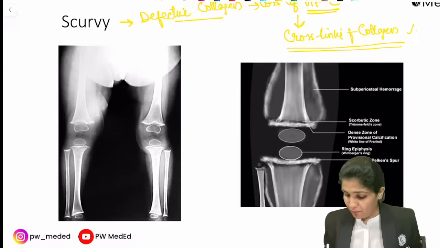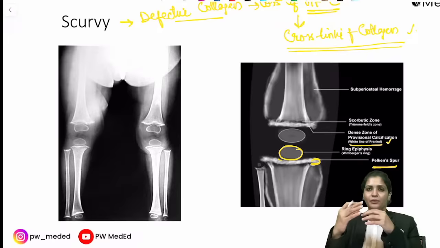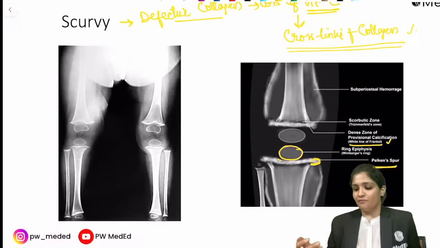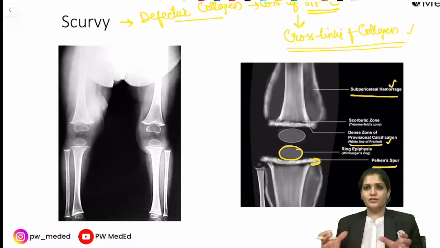So there will be the ring, Wimberger sign, or Pelkan spur. This is the Pelkan spur, which is just an extension on the metaphysis region, and the epiphysis is surrounded by a single ring-like structure called the Wimberger sign, and there will be a white line of Frankel. So there will be dissociation, a differentiation between metaphysis and epiphysis. It is the white line of Frankel, and subperiosteal hematoma. Because the periosteum is very loosely attached, it will move away and result in formation of various hemorrhages.